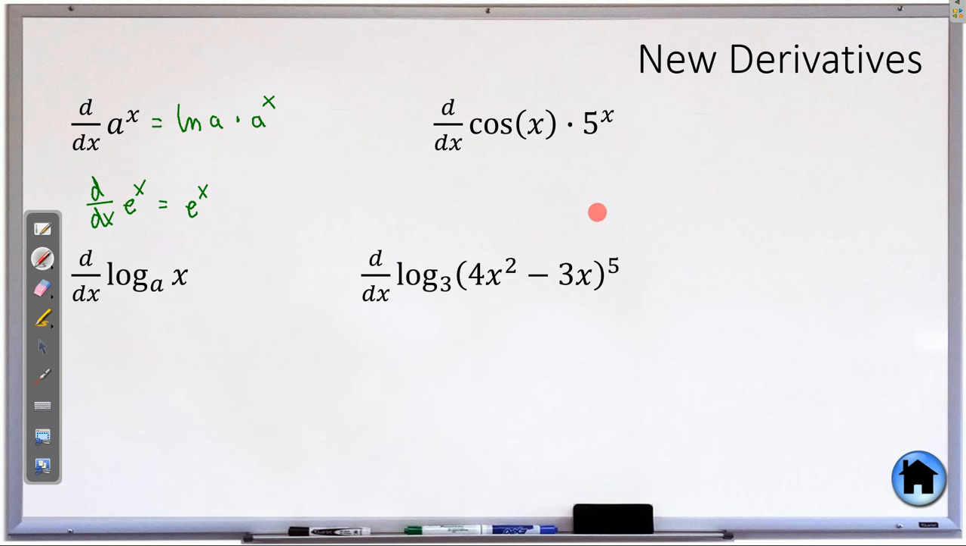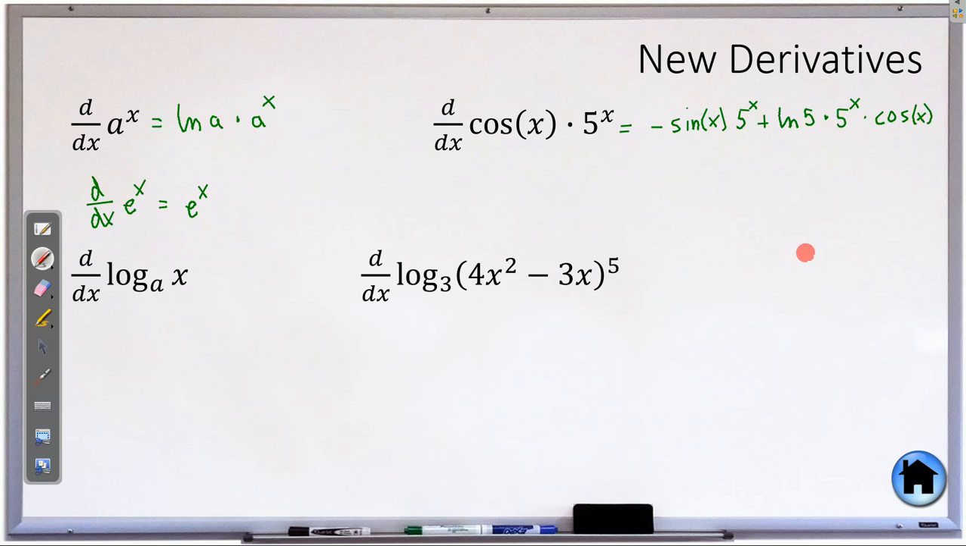So let's use that. I've got a product rule here for us to take a look at. So we take the derivative of the first, negative sign, times the second, 5 to the x, plus the derivative of the second, so that we are going to use our new rule. So that will be the natural log of the base, which is 5, times 5 to the x, times cosine, the first.